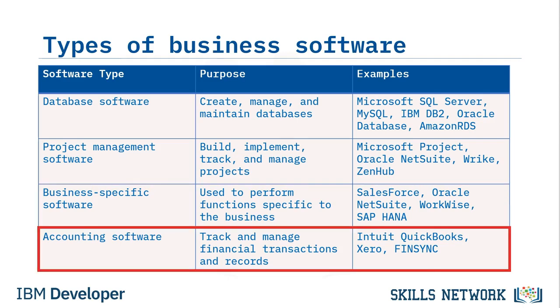Another business software type is accounting software, which is used to track and manage financial transactions and records. Examples are Intuit QuickBooks, Xero, and FinSync.